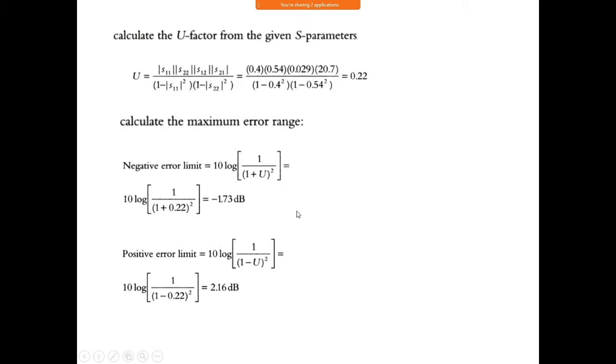Unilateral figure of merit you can calculate, and you can calculate the maximum error range. Maximum error range means this is the 2.6 dB higher value. GT by GTU must be less than this value and greater than this value. That is the error limit.